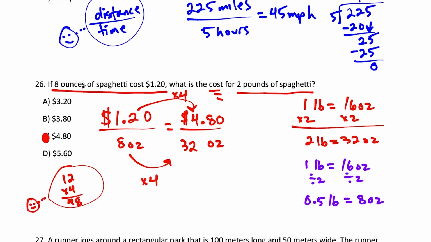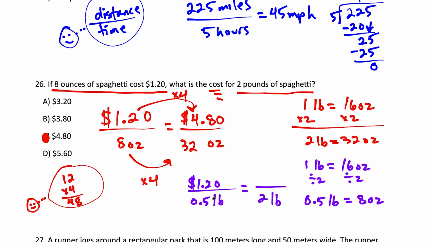And notice here that if we're starting out with 8 ounces of spaghetti costing $1.20, we could say that $1.20 will not only buy you 8 ounces of spaghetti, it'll buy you, in other units, half a pound of spaghetti. Okay, so this means the same thing as what we're starting with over here.